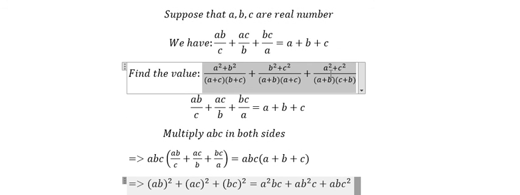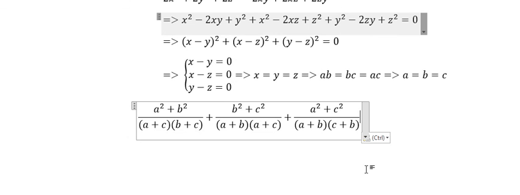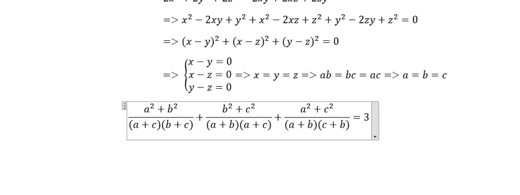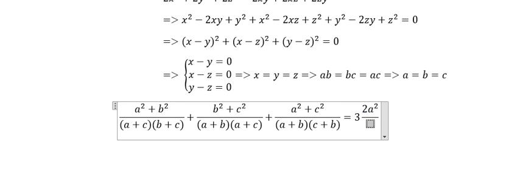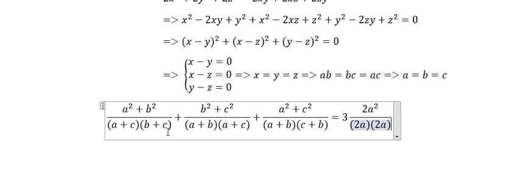So now in this function in here, we can see that a equal to b equal to c, we can put them into 3 multiplied by the fraction 2a power 2, and we have a equal to c, so we have 2a. This one equals 2a because b and c equal a, that's why we have 2a again.